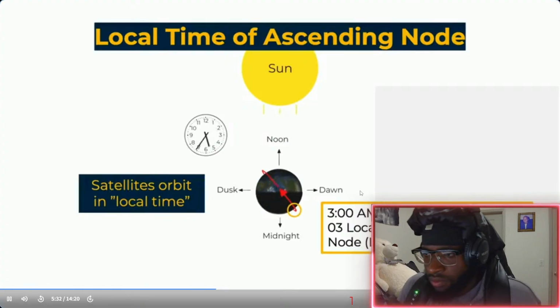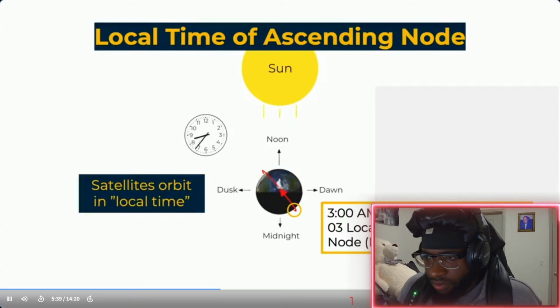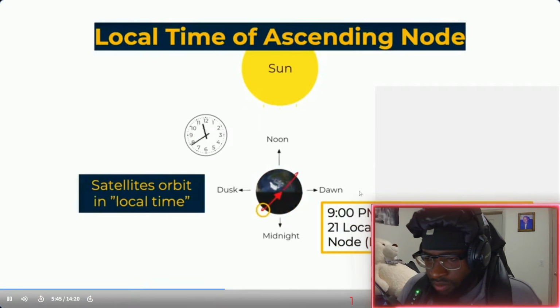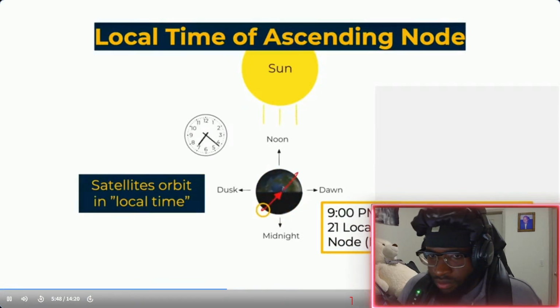We can see in this that it's between midnight and dawn, and it's roughly 3 a.m. So that is a 3 a.m. local time of ascending node. Now, if the orbit plane is oriented like this, then it is coming up from south to north between dusk and midnight, which is roughly 9 p.m., or 21 out of 24. So it is called a 21 local time of ascending node.